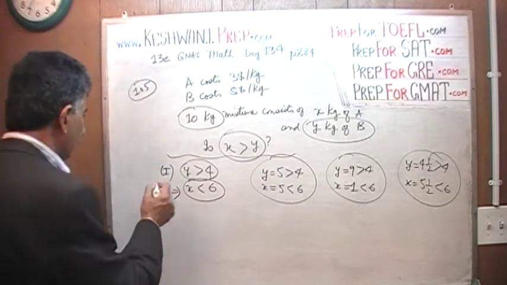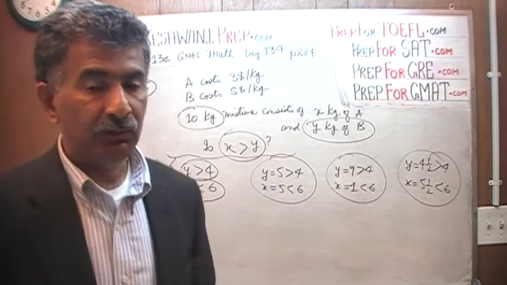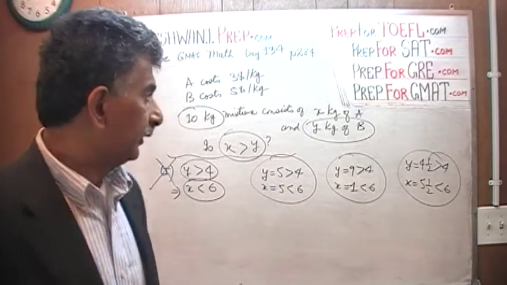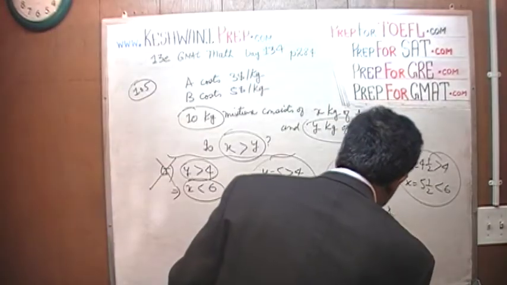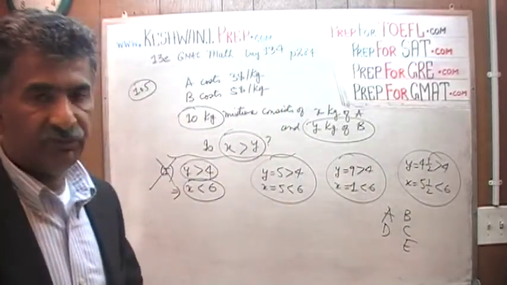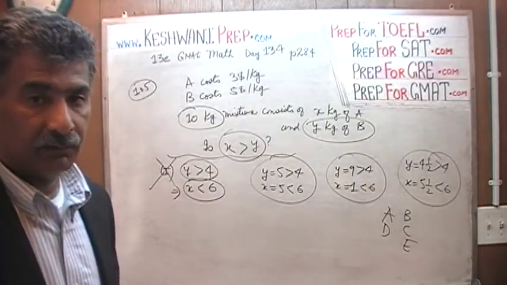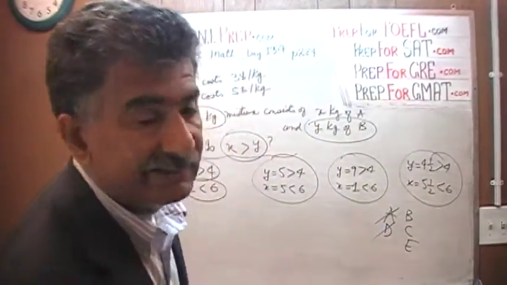So the first statement by itself does not enable us to answer the question, is x more than y? To which the answer would be, how do we know? Since we cannot answer the question, since the information in the first statement is not sufficient, the answer cannot be A or D. It would have to be either B, C, or E.